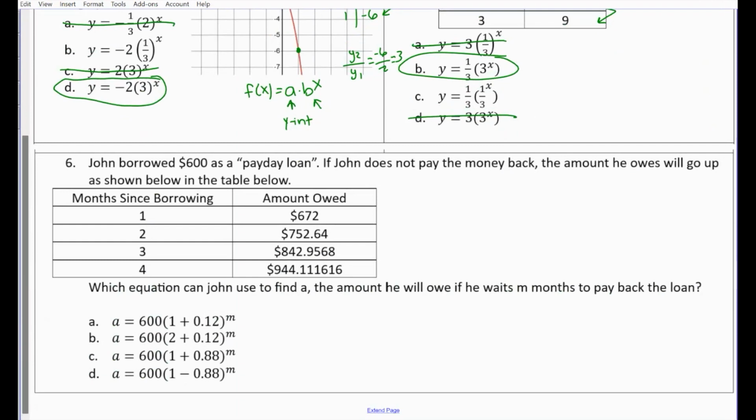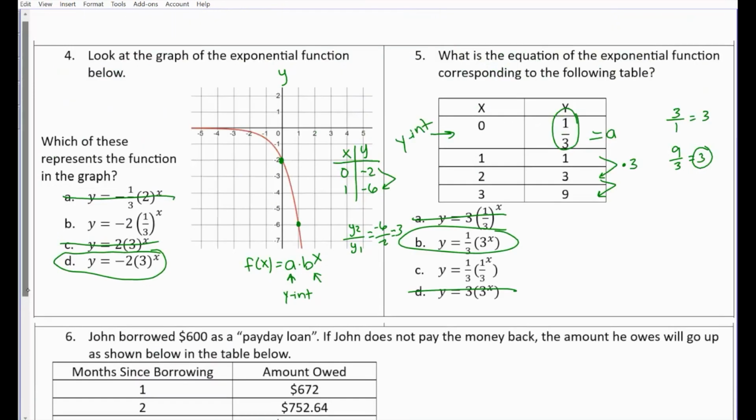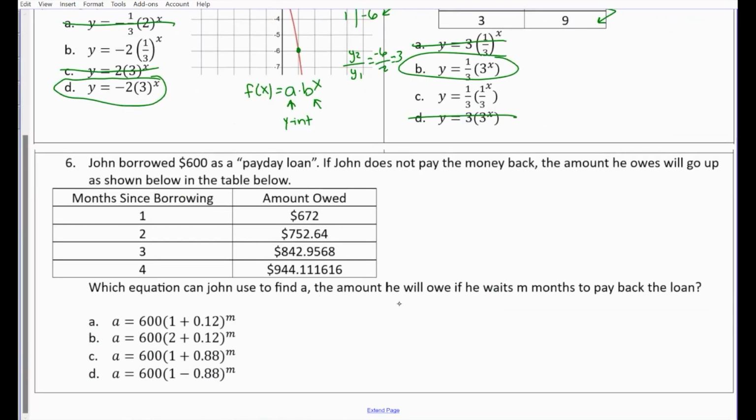All right, for the next one, it says John borrowed $600 as a payday loan. If John does not pay the money back, the amount he owes will go up as shown in the following table. Which equation can John use to find the amount he will owe if he waits M months to pay back his loan? Okay, well, we know that over time, the amount that he owes is increasing. So I know this is going to be growth. So the first thing I can eliminate is D because that is decay.